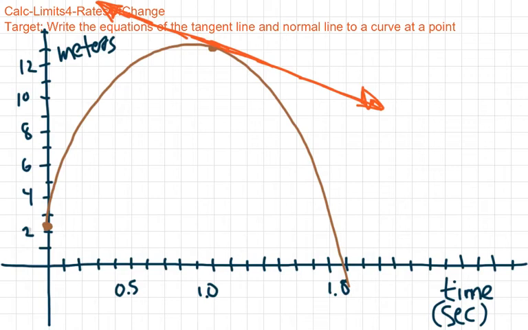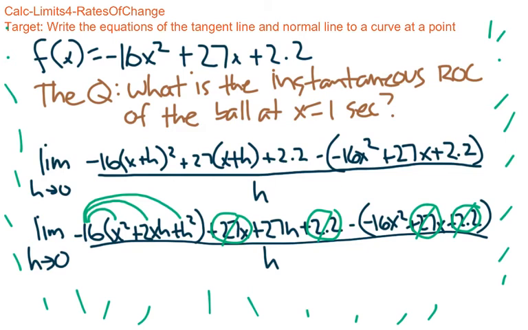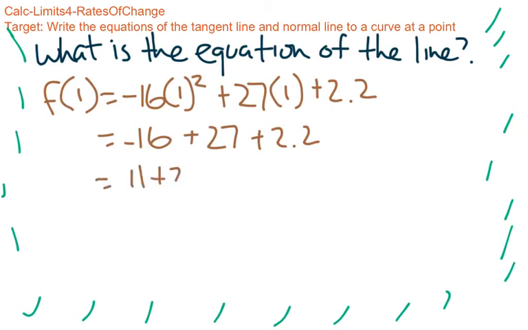So now the goal is, how do we write the equation of that line? Not totally applicable to a football game and what they need in the moment, but we know that the slope is -5. We know that the point is at x equals 1. We know that this is the equation. So now we know the x value and the slope, we need to know a y value. So we take this x value and plug it into the function. We get -16 plus 27 plus 2.2, which is 11 plus 2.2, which is 13.2.